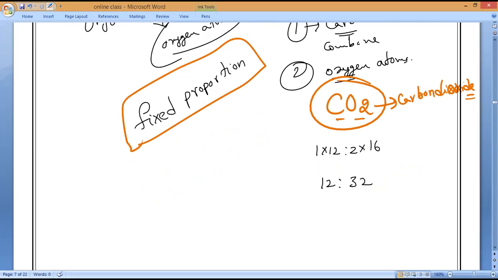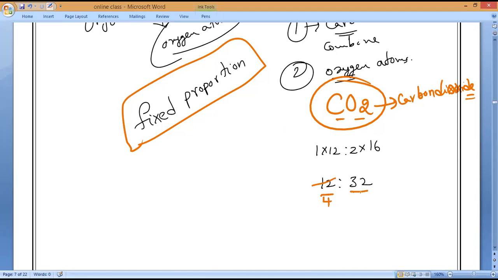Mass ratios. What is the carbon dioxide mass ratio? I'm asking, Mr. Hari. 3 is to 8, sir. All of you, 3 is to 8. Everybody should tell me which table. Fourth table. Understanding?